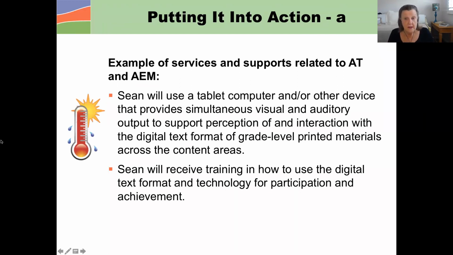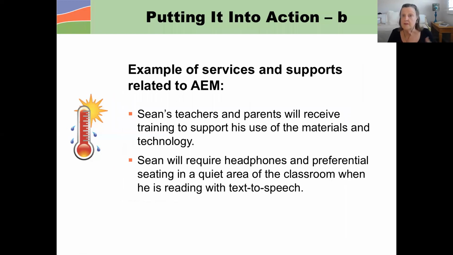We're going to talk about the supports and services that he needs. He's going to use that tablet computer or other devices, and it tells what it's for, that provides simultaneous visual and auditory output to support his perception of and interaction with digital text formats of grade level printed materials across the content areas. And that he's going to receive training on how to use that digital format and technology for participation and achievement. So it's not just here it is, go for it. He's actually getting support in how to use his materials and technology well, which of course makes sense.